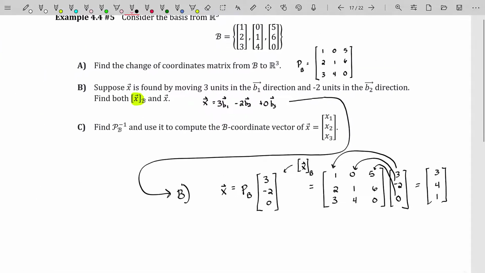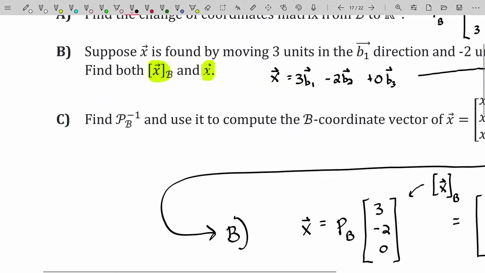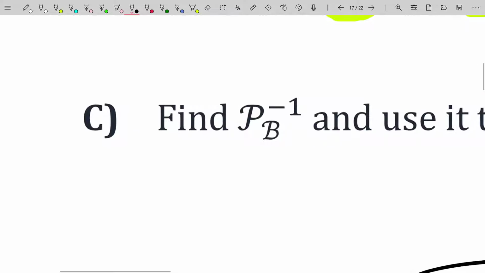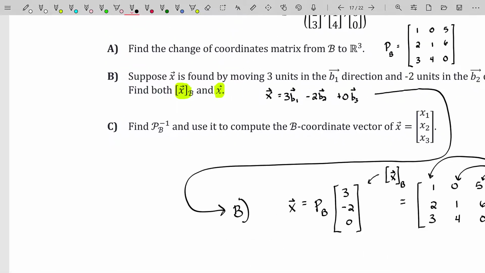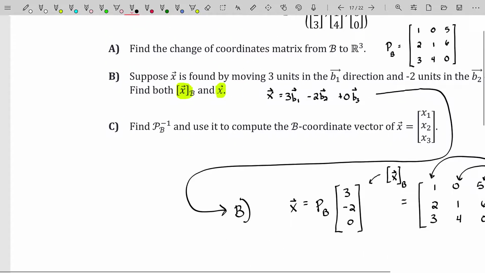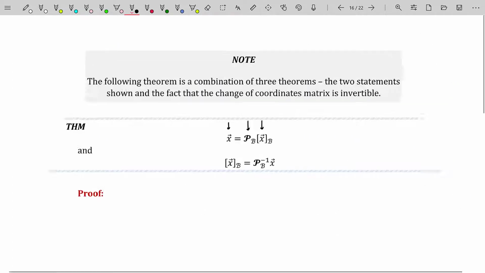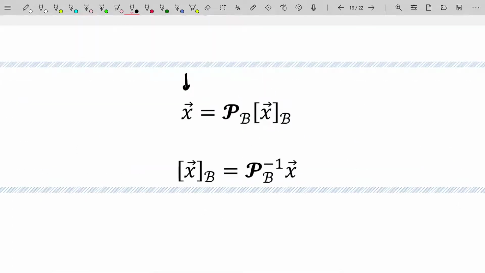So that actually answers part B. We found the b coordinate vector for x and x itself. Finally, part C, we're just asked to compute the inverse of the change of coordinates matrix and use it to compute the b coordinate vector of x equals x sub 1, x sub 2, x sub 3. Going back to the theorem here, the b coordinate vector can be computed using the inverse of the change of coordinates matrix by just finding the inverse first and then multiplying that by x.